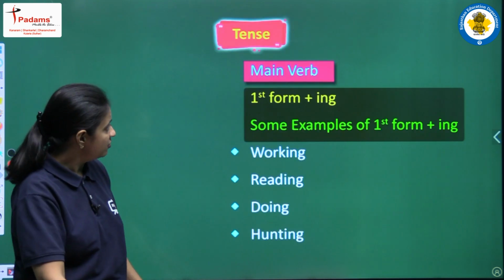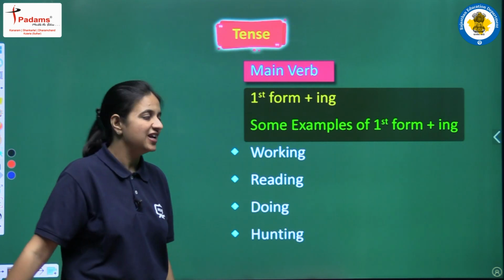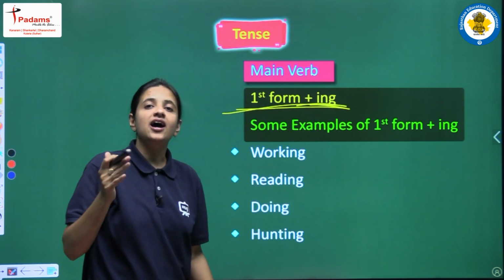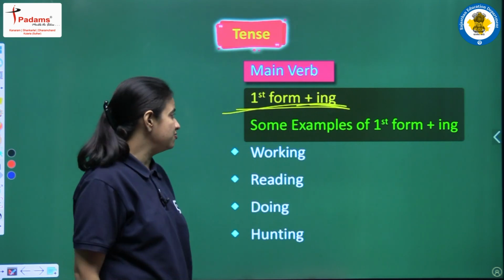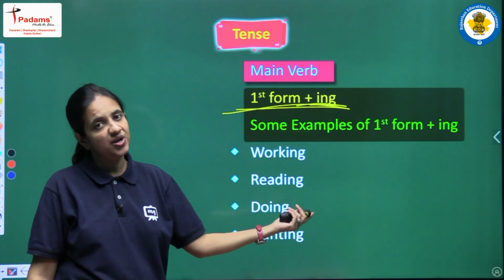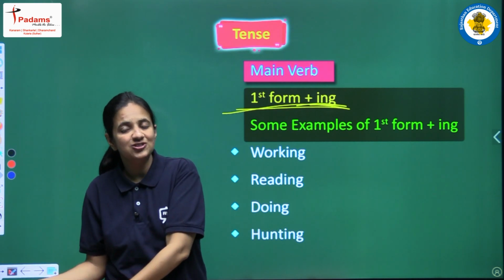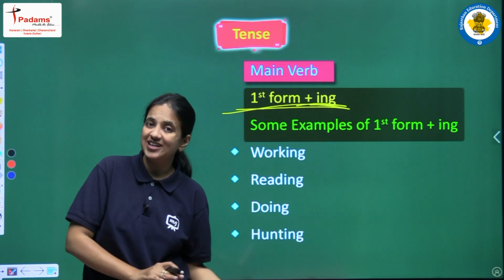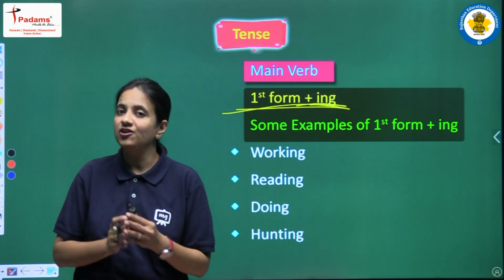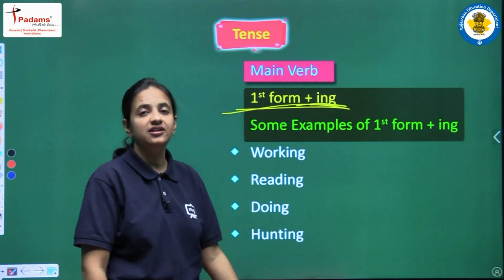Next, moving on, now we are having the main verb. In past continuous tense we will use the first form of the main verb and we will add ing along with the first form. Now we have some examples of first form plus ing. The same thing we discussed in present continuous tense and present perfect continuous tense also. In all the continuous tenses we always use first form plus ing. So the first word that we are having here is working.